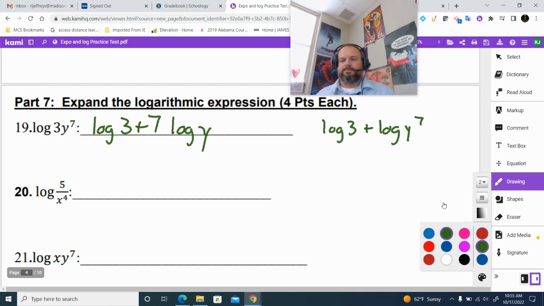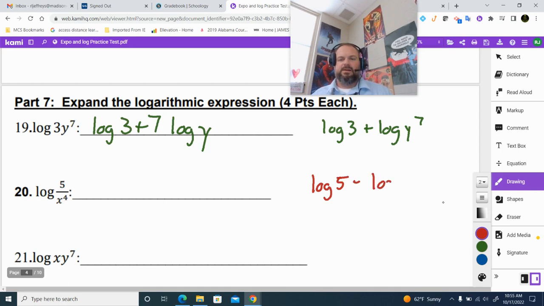All right. This one, this is division, so I would subtract. So this is log 5 minus log x to the 4th. Kind of, look, these two things are super similar.